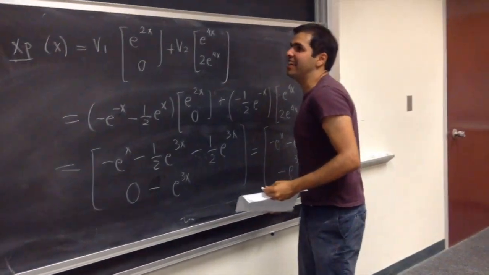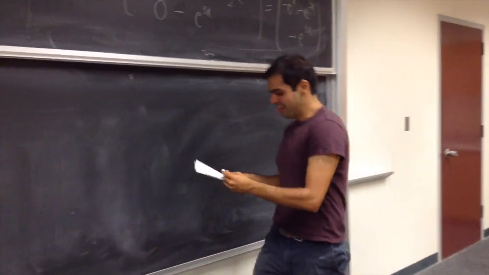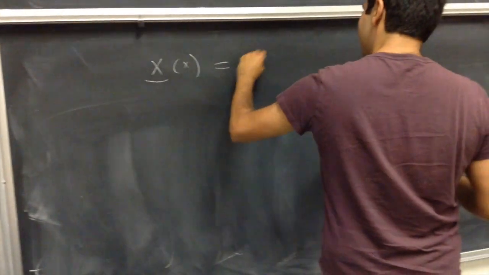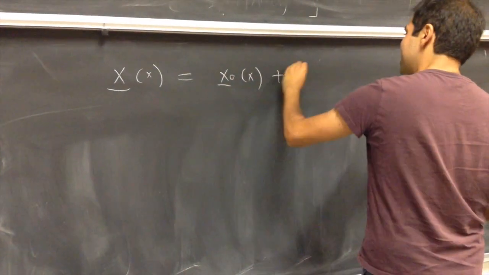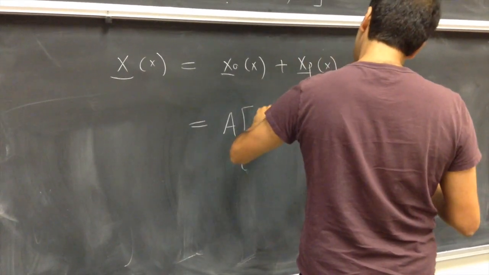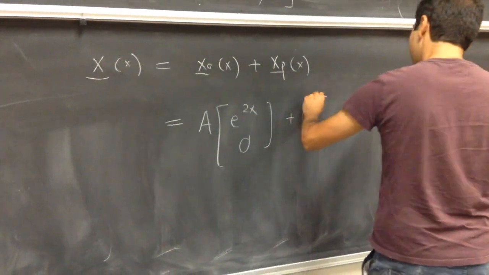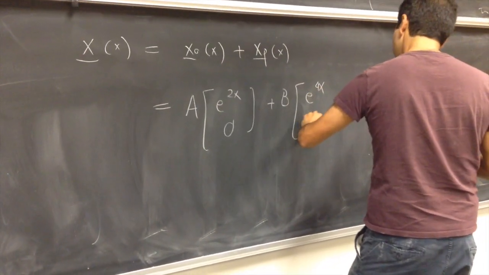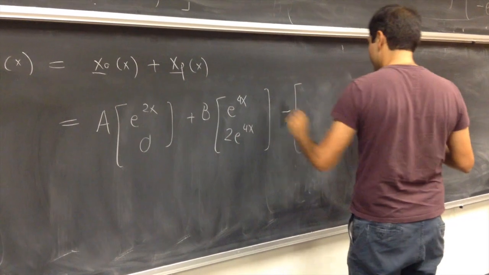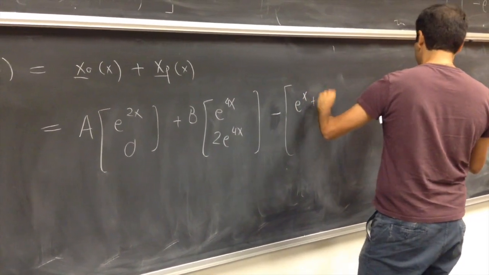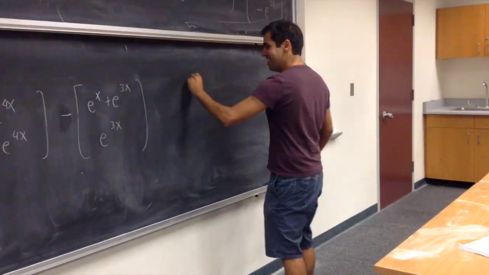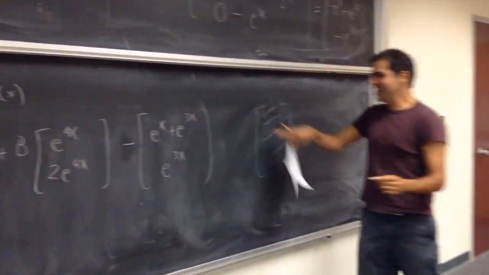And last but not least, you get your general solution, x of x equals x naught of x plus xp of x, which becomes a times (e to the 2x, 0) plus b times (e to the 4x, 2e to the 4x) plus, well, let's put minus or something, (e to the x plus e to the 3x, e to the 3x). And then we're done, and we can go home very happy. It's a matrix box if you want.